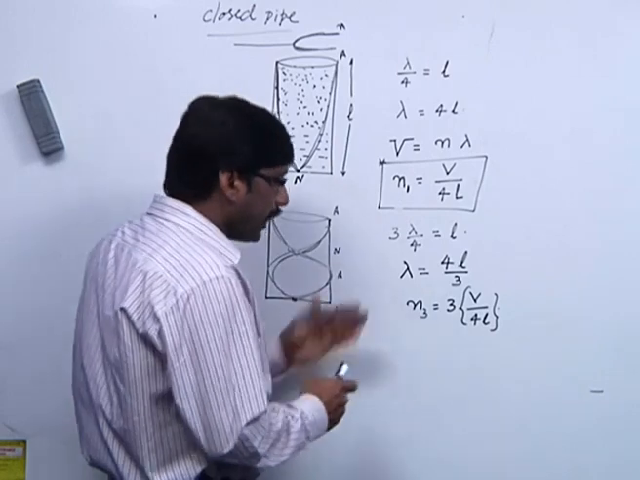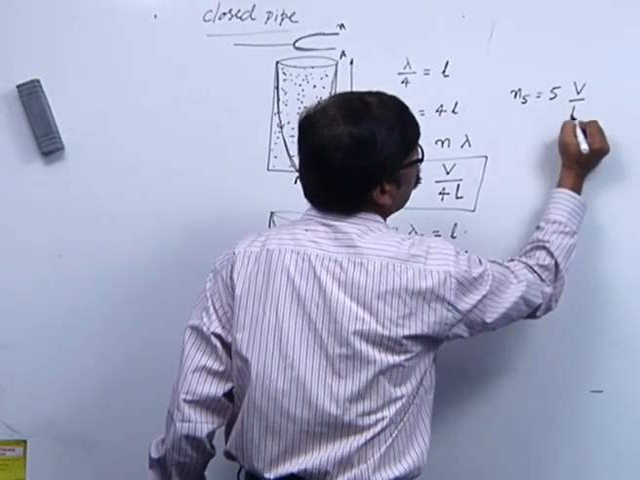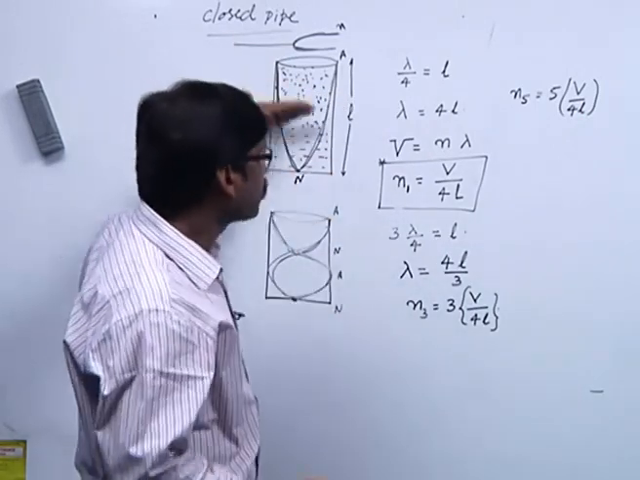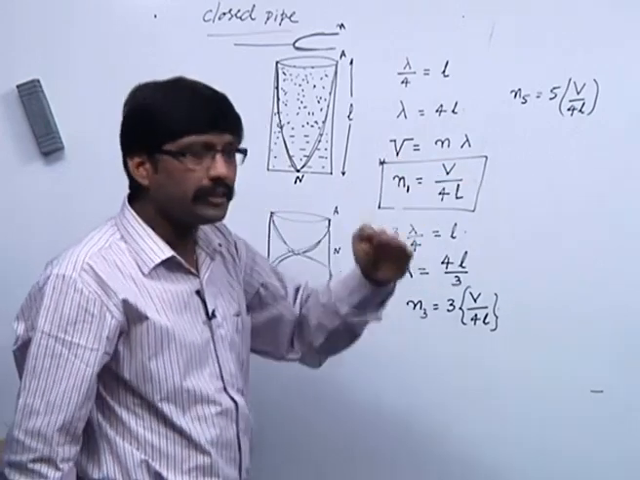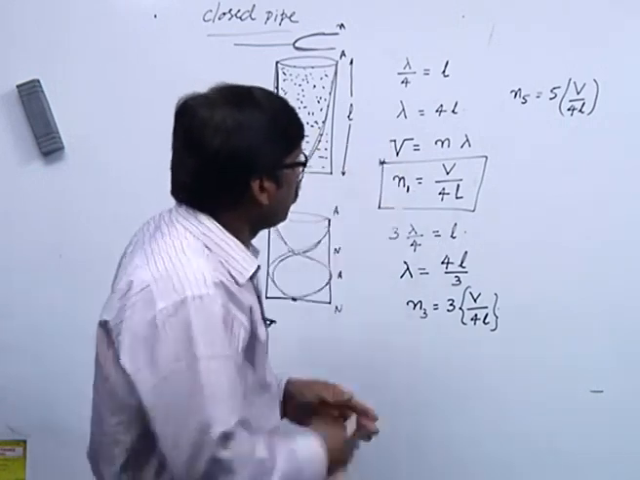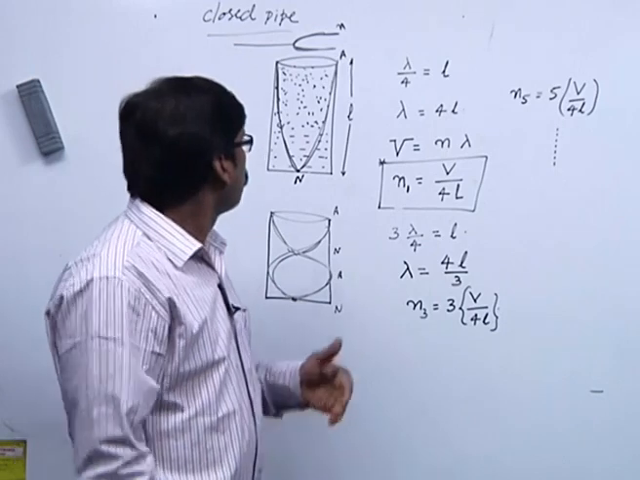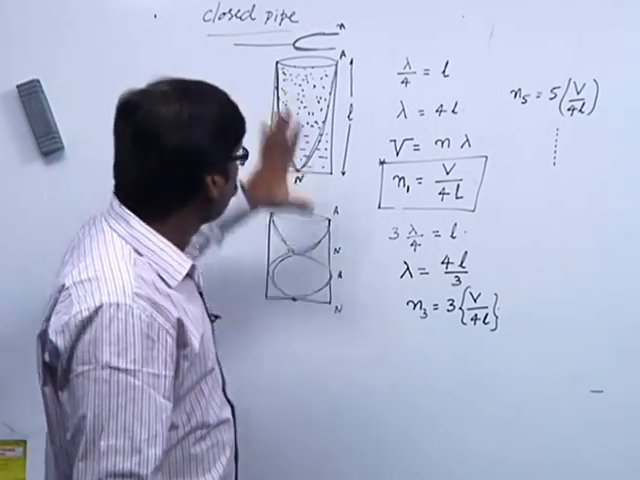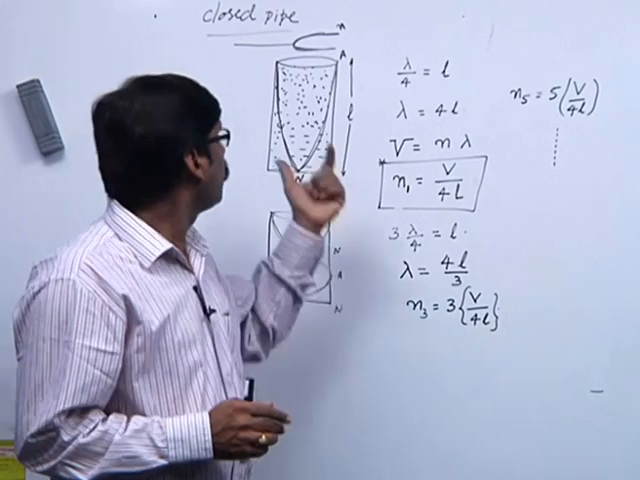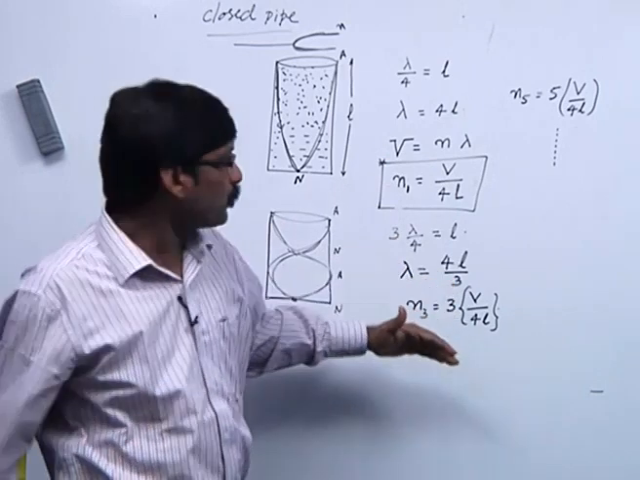Similarly, if I calculate, the next is N5, which is equal to 5 into V by 4L. In the case of a closed pipe, I can excite only odd harmonics 1, 3, 5, 7 like this. All harmonics are not possible to excite. So, up to now we have discussed what frequencies can be excited in a closed pipe, what is the fundamental frequency and what harmonics are possible.